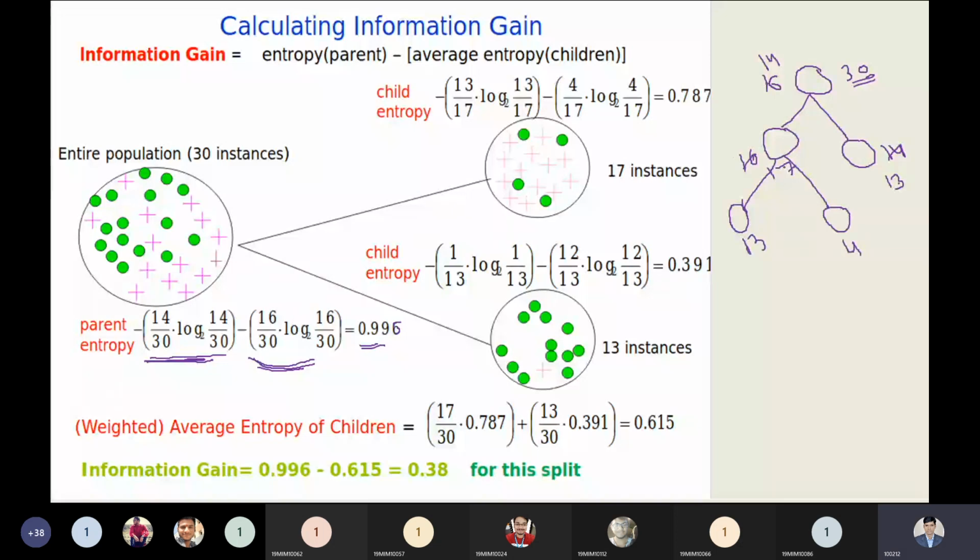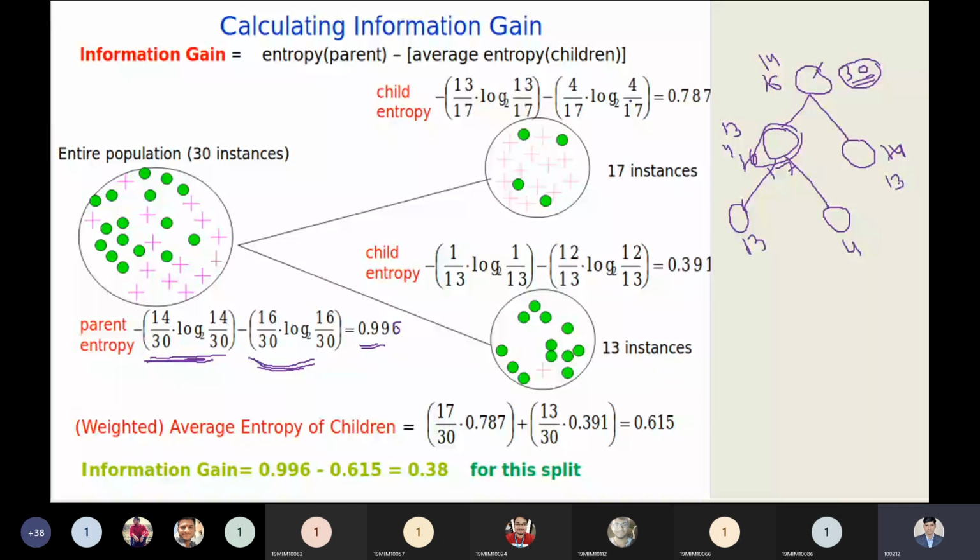So what you are doing? You need to calculate the entropy, and after getting the entropy of this node, at this node again you will get the entropy. So you are getting the entropy of the child node, because this is divided by 13 and 4, so you will get the entropy at this level. That is 13 divided by 17 into log 2, 13 divided by 17, minus 4 divided by 17. You can write this equation.